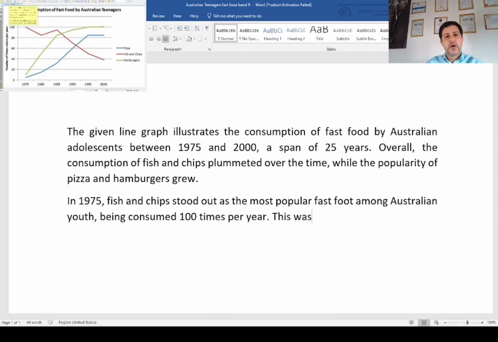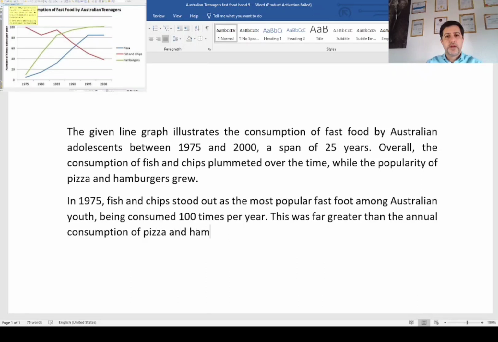This was far greater than the annual consumption of pizza and hamburgers, which was nearly 5 times. Yeah, that's it. It was nearly 5 times.